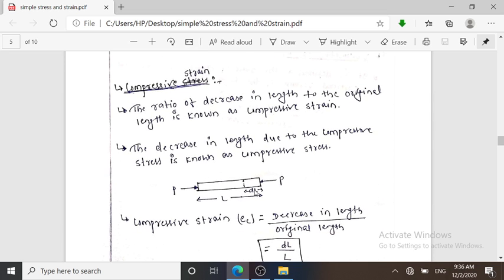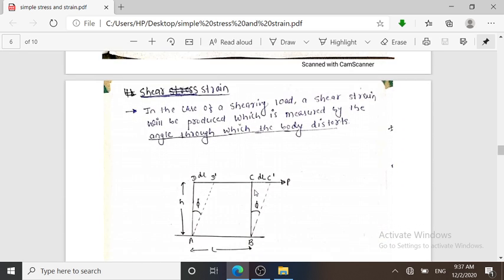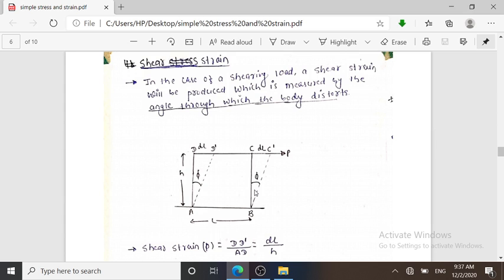Now we will deal with compressive strain. It is quite opposite to tensile strain. When we apply compressive stress, the shape and size of the body decrease, or there may be a decrease in length. So the ratio of decrease in length to the original length is known as compressive strain. This is because of the compressive stress. In these figures I have also explained that when the body is subjected to compressive stress, there is a decrease in length, that is del L. Decrease in length del L by L is nothing but the compressive strain.